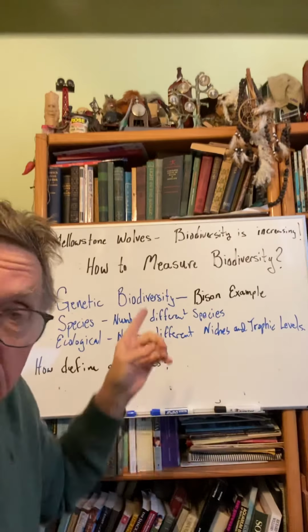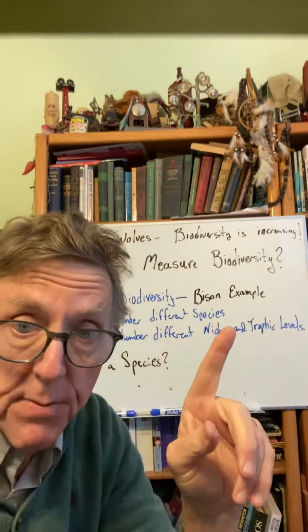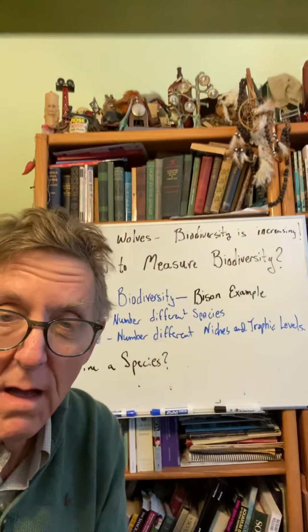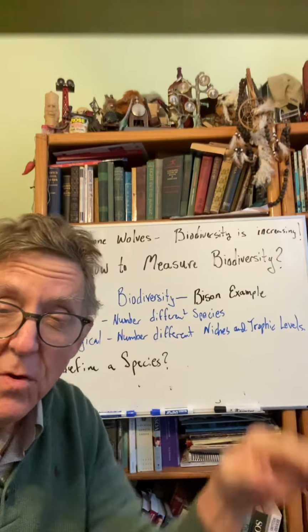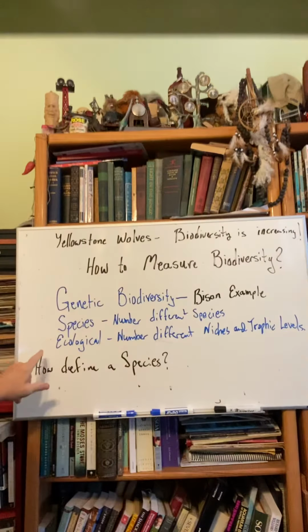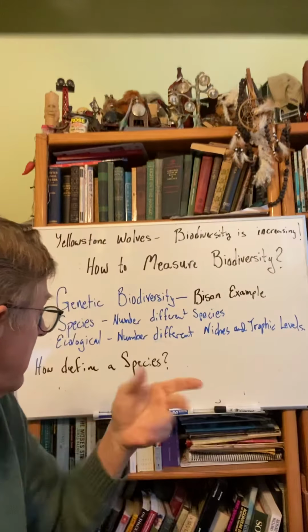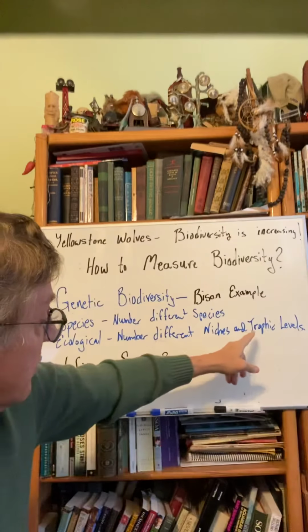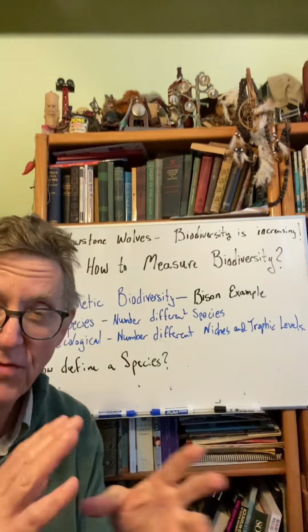So in the case of Yellowstone, without the wolves, we didn't have the top level trophic feeding level. We didn't have the apex predators. And so you had a lower level of ecological biodiversity. You had a reduction in the number of trophic levels and niches.